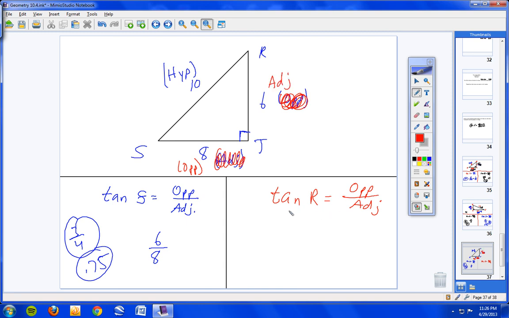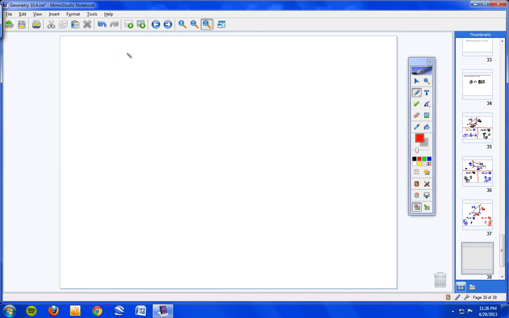So here we go. How do you find the tangent of R? Opposite over adjacent. So opposite is 8. Adjacent is 6. Reduce that, you get 4/3 or 1.3 repeating. Okay? That's it, ladies. Now, I want you to quickly practice some problems with your calculator.